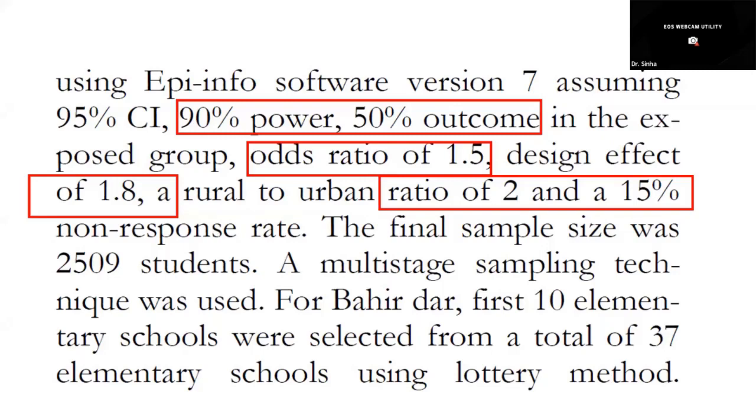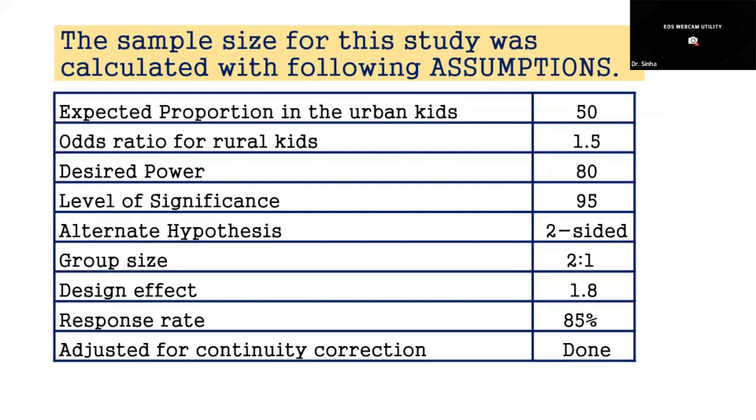Now, all of you, please calculate the sample size. I will display this slide. The expected proportion in the urban kids is 50. The odds ratio is 1.5 for rural kids. And right now you do it for the equal group size, then we'll increase that, 1:1. So all of you, please calculate this.